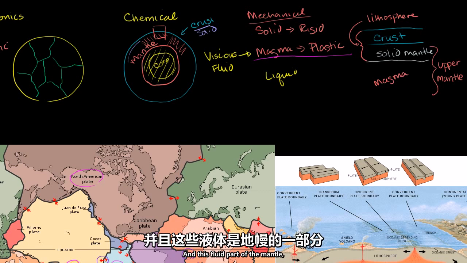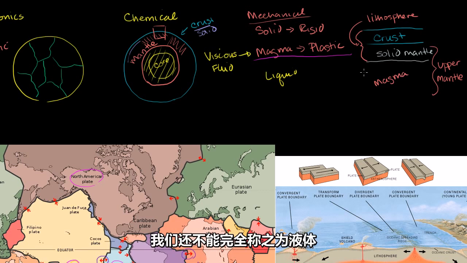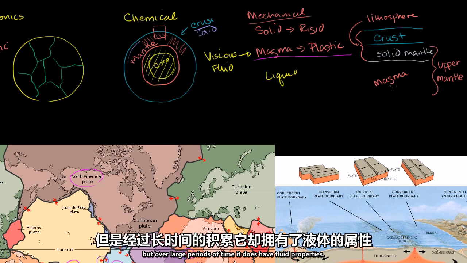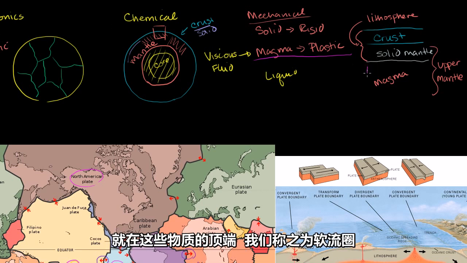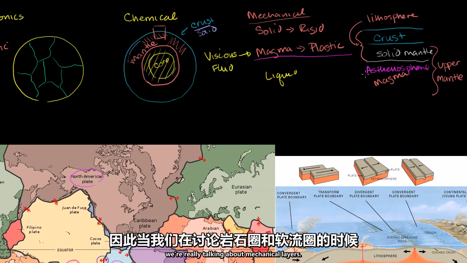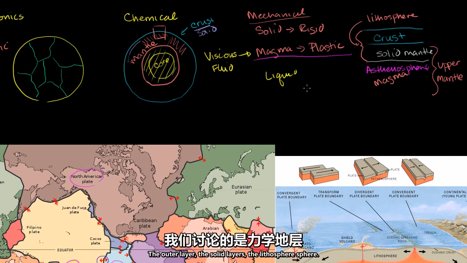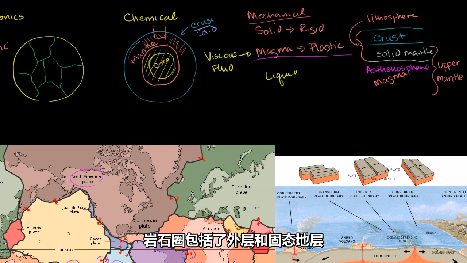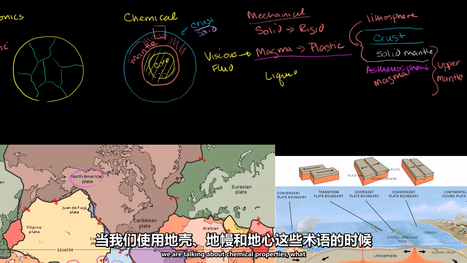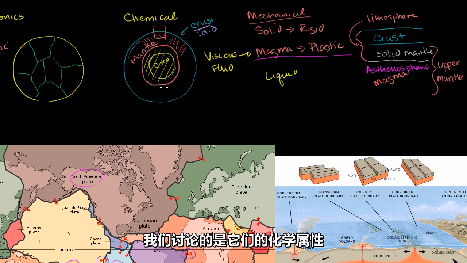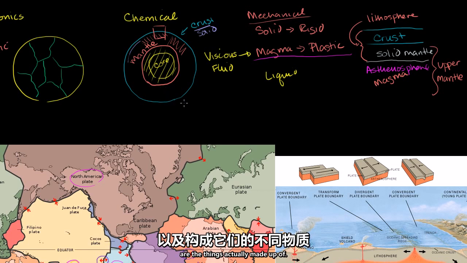And this fluid part of the mantle, we can't quite call it a liquid yet, but over large periods of time, it does have fluid properties. The lithosphere is kind of riding on top of what we call the asthenosphere. So when we talk about the lithosphere and asthenosphere, we're really talking about mechanical layers. The outer layer, the solid layer, is the lithosphere. The more fluid layer right below that is the asthenosphere. When we talk about the crust, mantle, and core, we are talking about chemical properties. What are the things actually made up of?